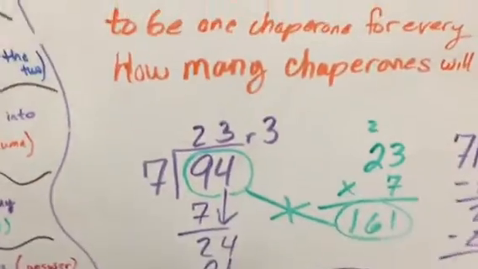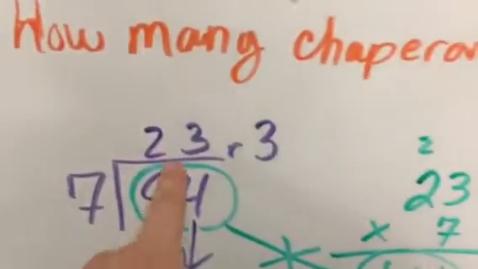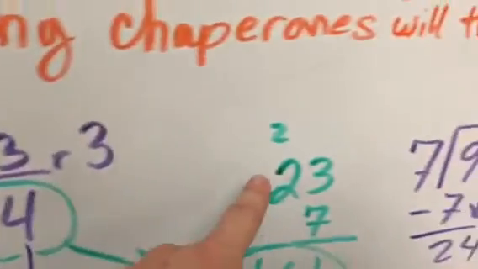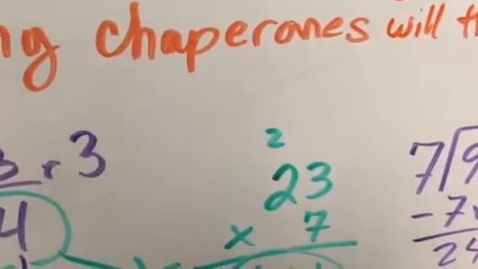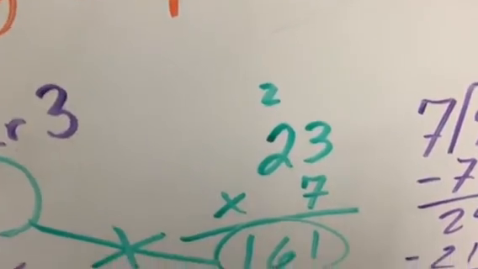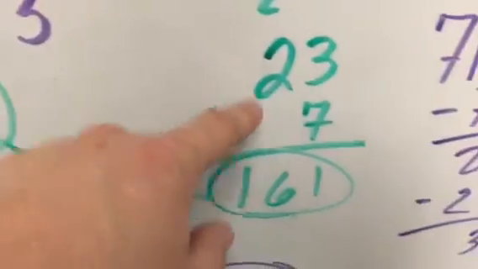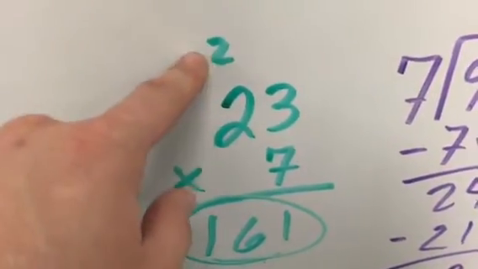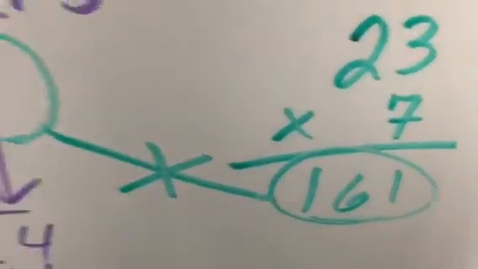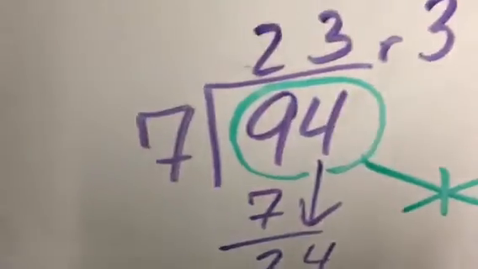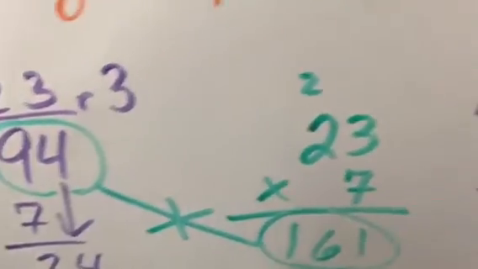Now we need to check my work to make sure I didn't make any mistakes. And so I take my answer times my divisor, so 23 times 7, and I'd like to get my dividend. So 7 times 3 is 21. Carry the 2. 7 times 2 is 14. Plus 2 is 16. So 161. Is that the number I started with? No, it is not. So I made a mistake somewhere, so I need to do it again.